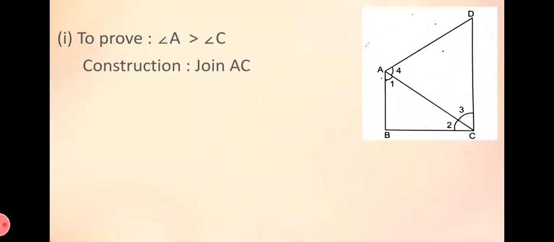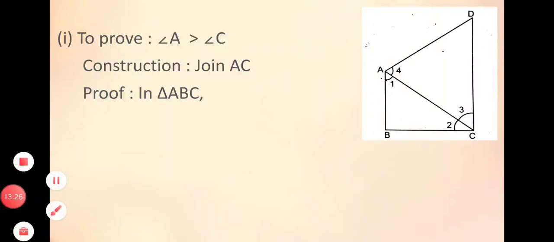So we write construction: join AC. We have to prove this in triangle ABC. Now when we are joining AC, we get two different triangles. So first we select triangle ABC.